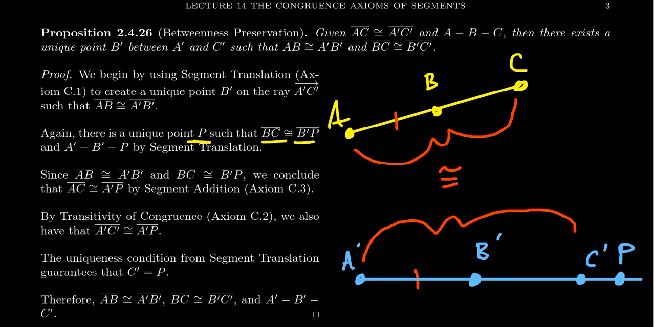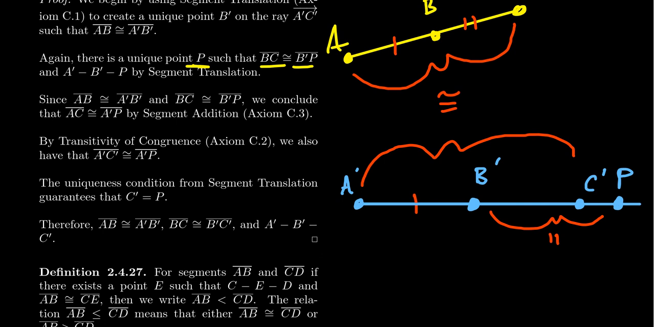P could be past C prime. Maybe it's between B prime and C prime. Maybe it's C prime itself. We don't know that yet. But by translation this time, we know that BC is going to be congruent to this one right here, B prime P. And we do know by construction that B prime will be between A prime and P. So we translated twice. We translated this one down, we translated this one down. And so we have to then determine how does C prime play into all of this. That's really what matters here. So now this is where segment addition is going to come into play here.